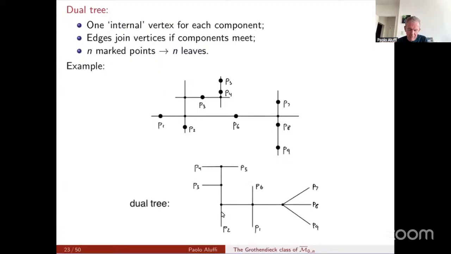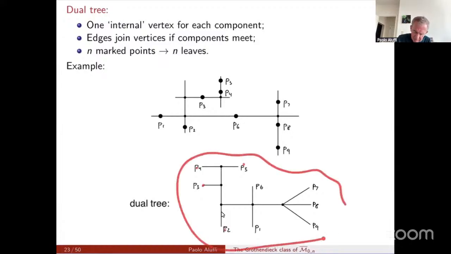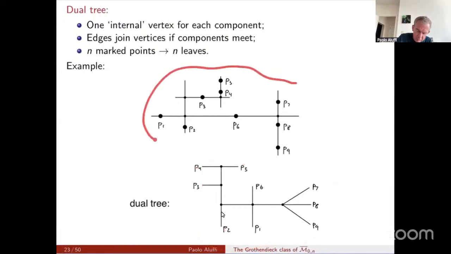So this is what it is. I have 5 vertices, and 2 vertices are connected by an edge when the components meet. It should be clear from the picture. And the points themselves become leaves in the new tree. So this is exactly the same information as this. It's called the dual tree. But as you will see in a second, it simplifies thinking about these objects.